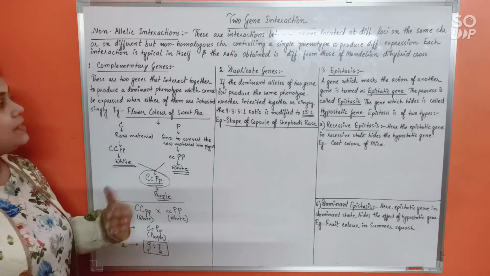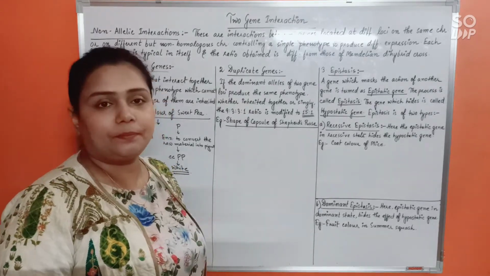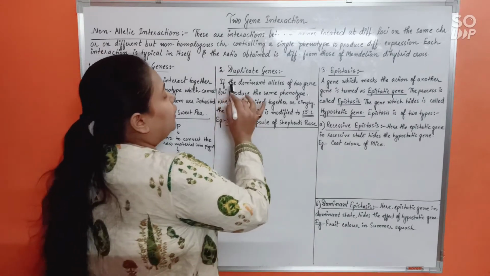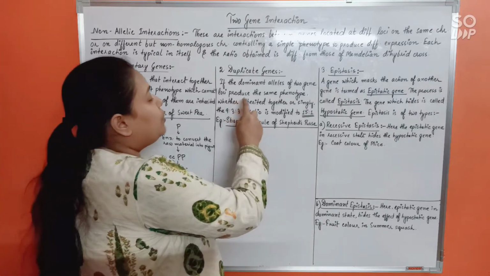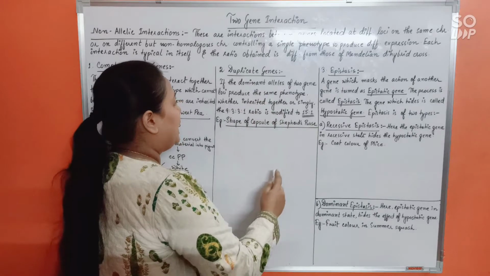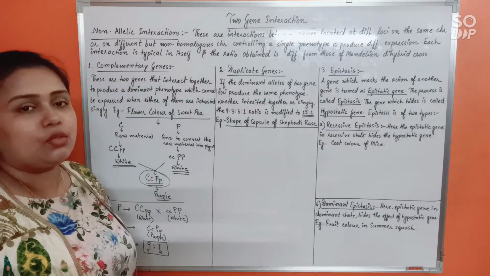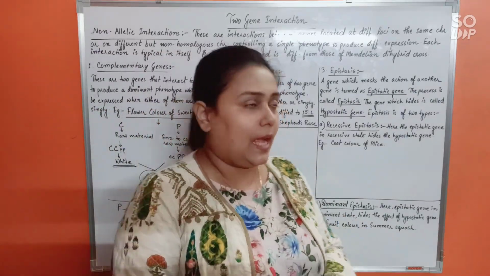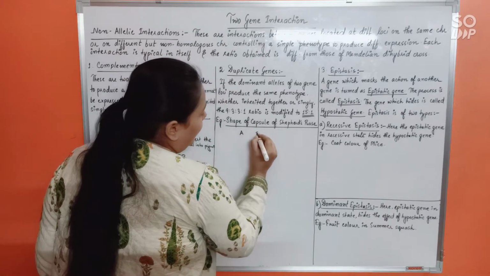Similarly, now let us discuss another type of gene interaction, that is duplicate genes. Now, what are duplicate genes? If the dominant alleles of two gene loci produce the same phenotype, whether inherited together or singly, the 9:3:3:1 ratio is modified to 15:1. So what we are basically trying to say here is that, suppose there are two genes, A and B.